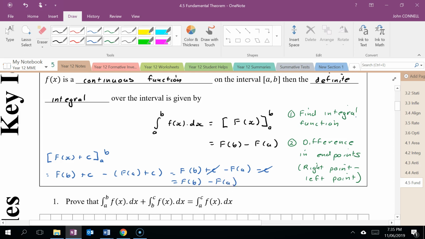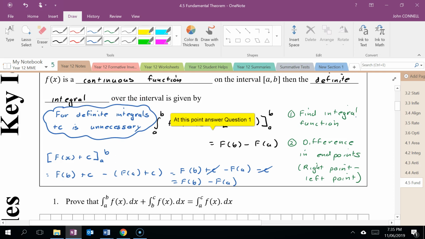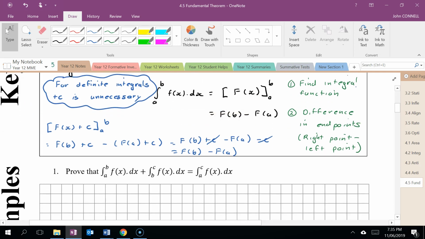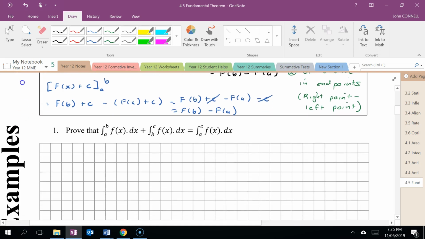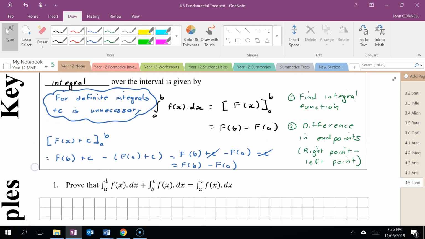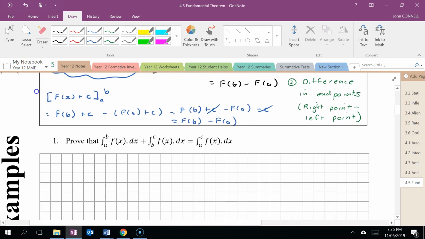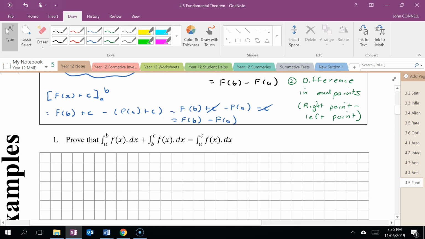So what this leads us to is, for definite integrals, and it's only for definite integrals, not for indefinite integrals, the plus c is unnecessary. You won't lose a mark if you include it, but it'll cancel out. If you include it and don't cancel it out, then you will lose a mark, so it's easier just to not put it in the first place. So our process is always to find the integral function, and then we find the difference in the endpoints doing the right take the left.